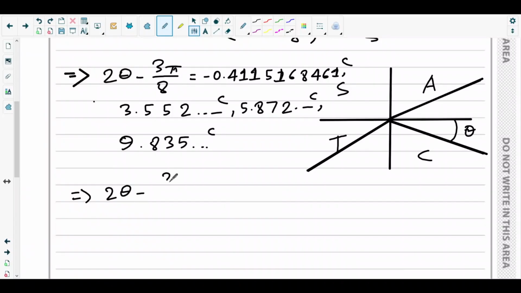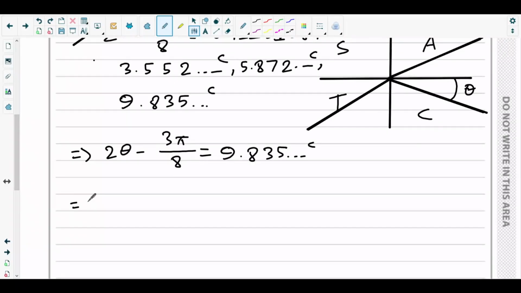So which one will we consider? We will consider only the fourth one, and ignore the rest because the rest are for the first three points at the x-axis. Now just find the value for theta.